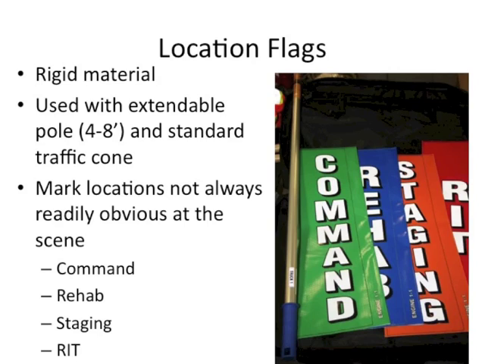The next set of items contained within your accountability kit are location flags. These are made out of a rigid material. They're used with an extendable pole that extends from 4 feet to 8 feet and a standard traffic cone. These mark locations that are not always obvious on the incident scene. They include command, rehab, staging, and the location for the RIT team.